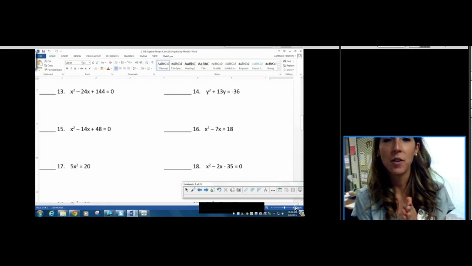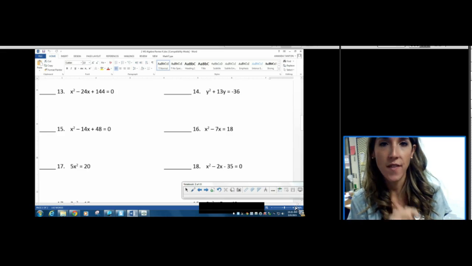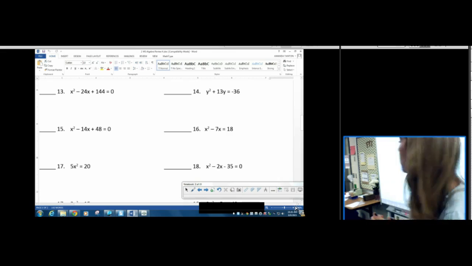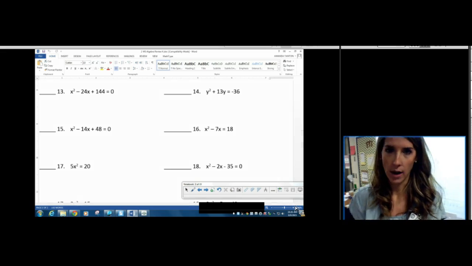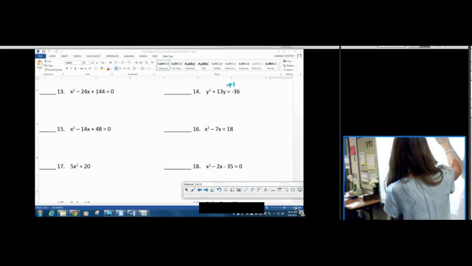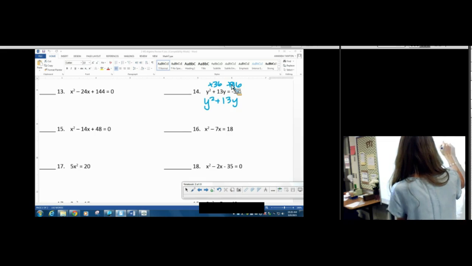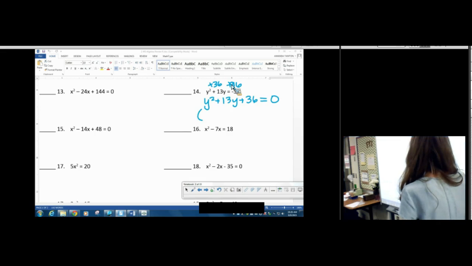Okay, now we're going to tackle a factoring problem. Hopefully you remember from class that you cannot factor a quadratic until it equals 0. That is our very first step, we always want it to equal 0. Doesn't equal 0, don't try to factor it. So we need to move that 36 over. The opposite of minus 36 is plus 36. So we have y squared plus 13y plus 36 equals 0.